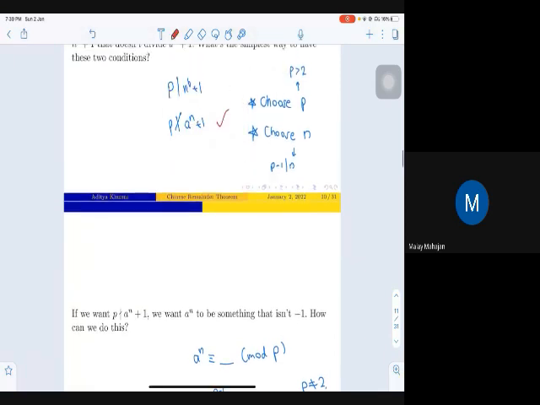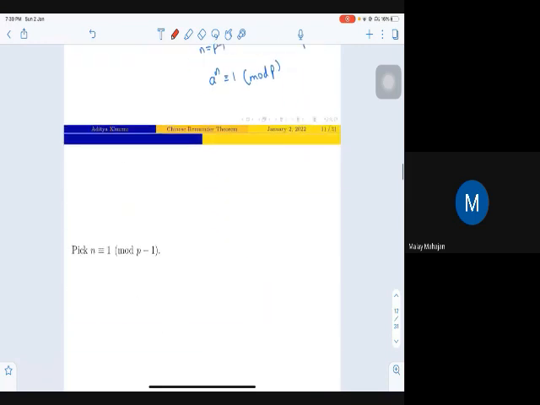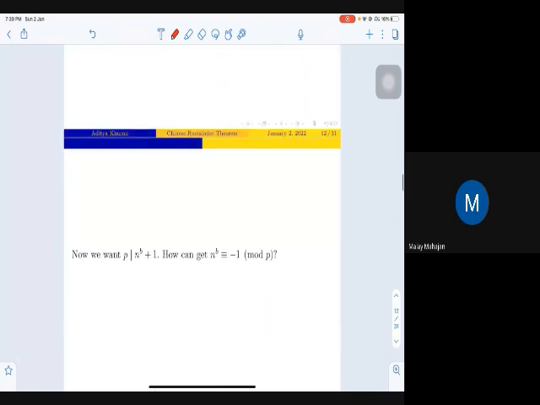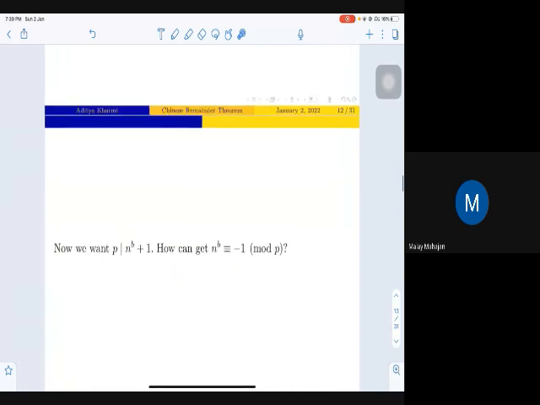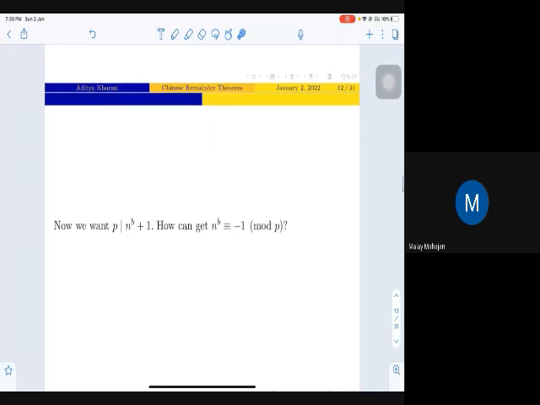Now let's look at p divides n raised to b plus 1. How can we get n raised to b congruent to minus 1 mod p? So over here we have control over the base. b is fixed. So how can we ensure this is minus 1 mod p? We can take n to be a primitive root. Then for any b we will get minus 1, I guess.